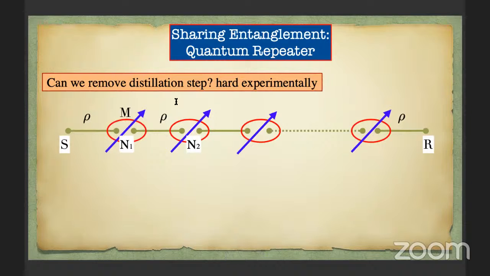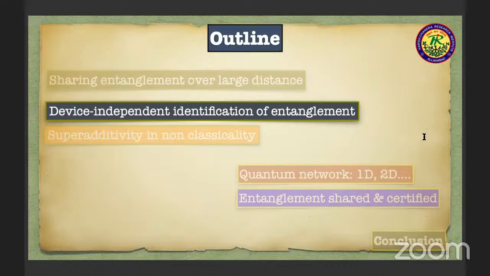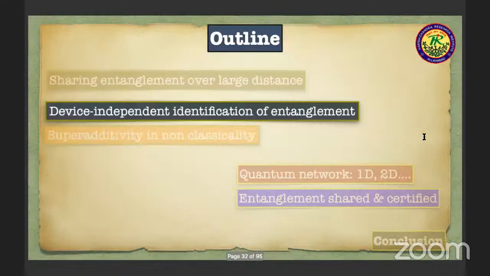So we thought, can we remove this distillation step, and ask the following question: suppose each node shares a noisy entangled state, then what is the critical noise that the initial state can sustain so that the final state remains a useful resource for quantum technologies? So S and R finally share some entangled state, which is still useful for doing some quantum information processing tasks. This question was actually addressed some years back. I will come back to this question later.